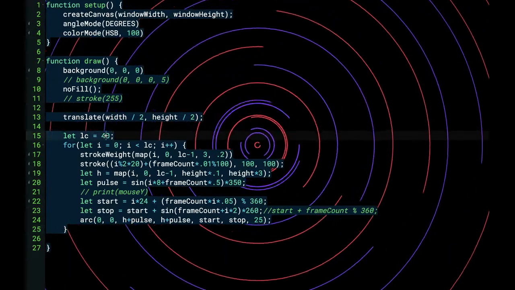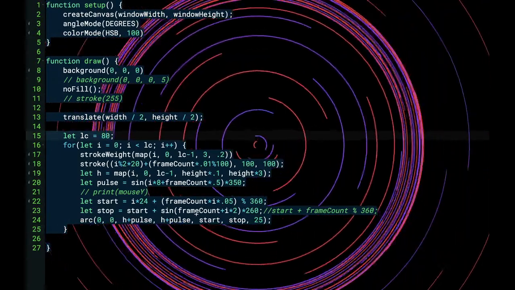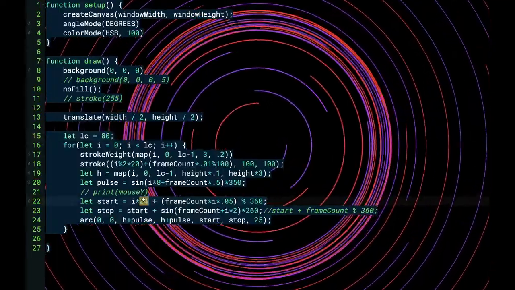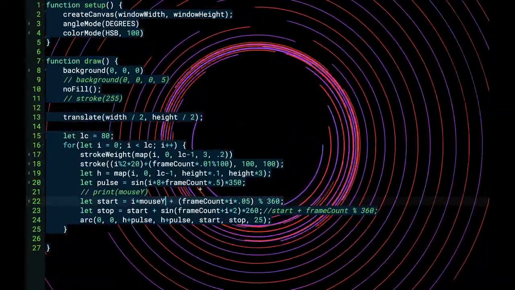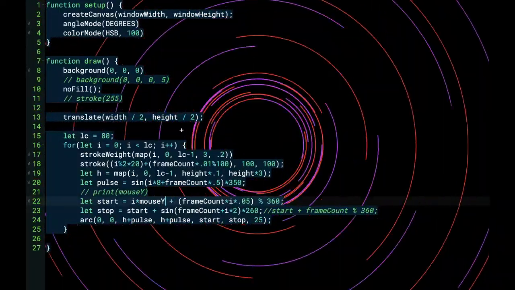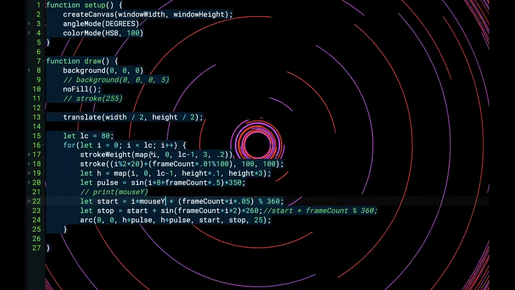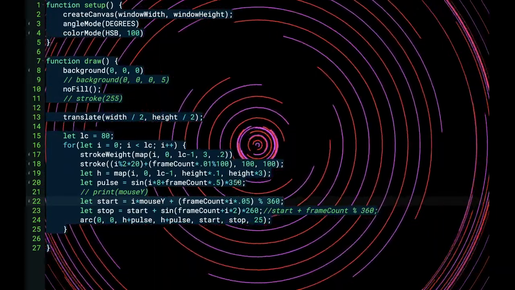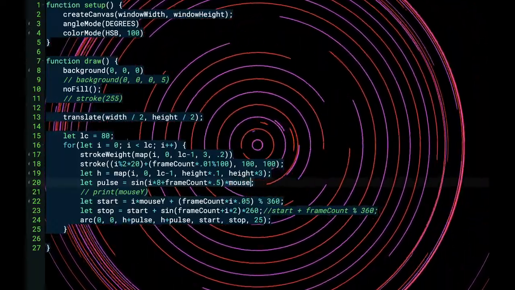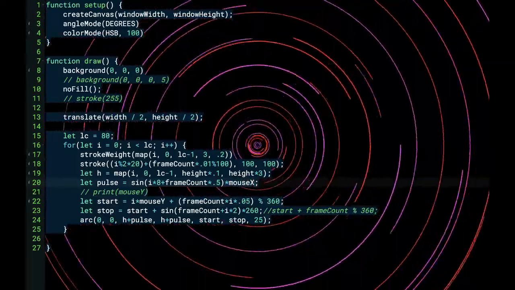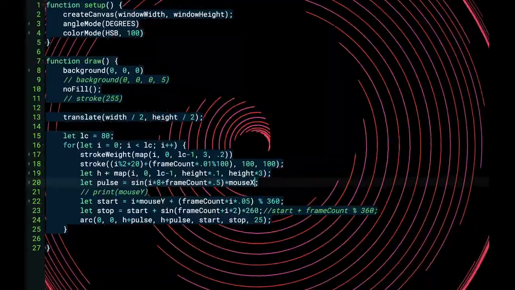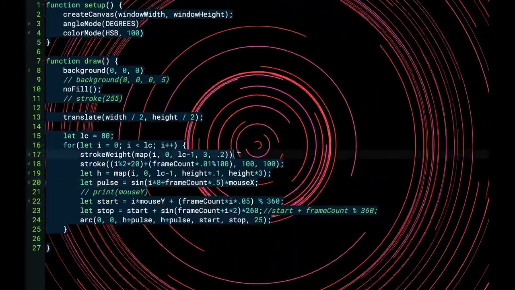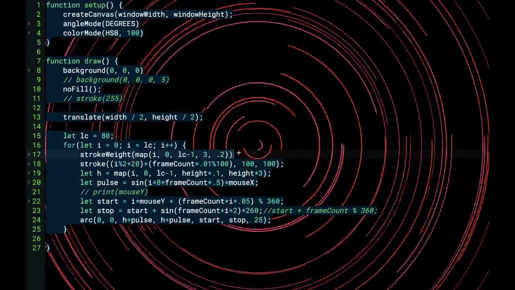And maybe as we wrap up, try to see where some interesting spots are that mouse X should play a role. Maybe this is mouse Y. Maybe what would be a nice spot? The pulse could be a mouse X to control, just how much those things move from just a little bit to a lot. Maybe their stroke weight should be controlled by the mouse as well.